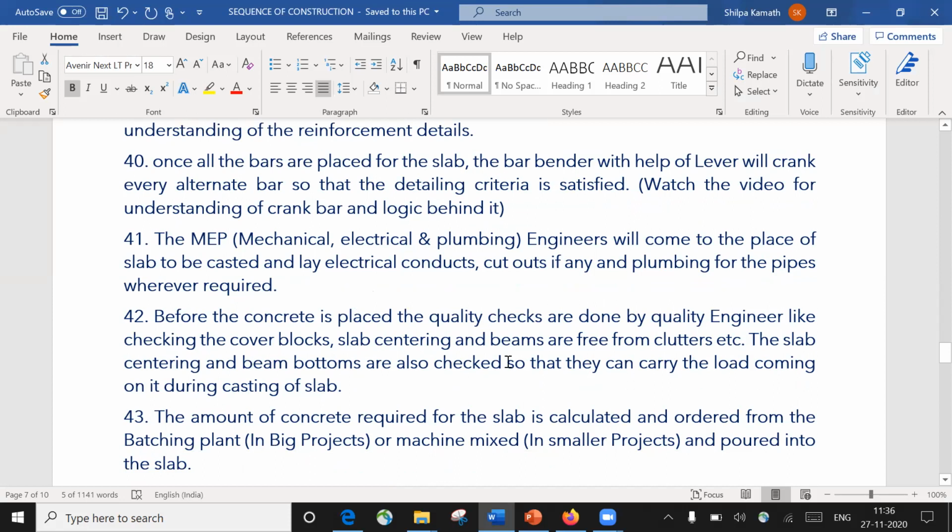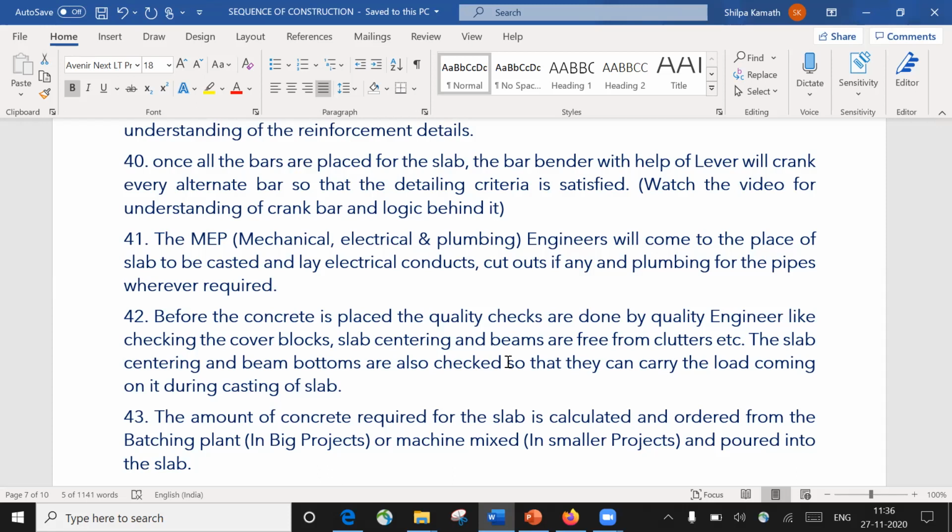See, because slab casting is one of the typical works. All the load will come on the slab only. From the slab it will be transferred to the beam, from the beam to the column, from the column to the footing, and from the footing ultimately to the soil. So the slab is one tedious work, and also a critical work, right? A small mistake here and there may result in the collapse of a structure.